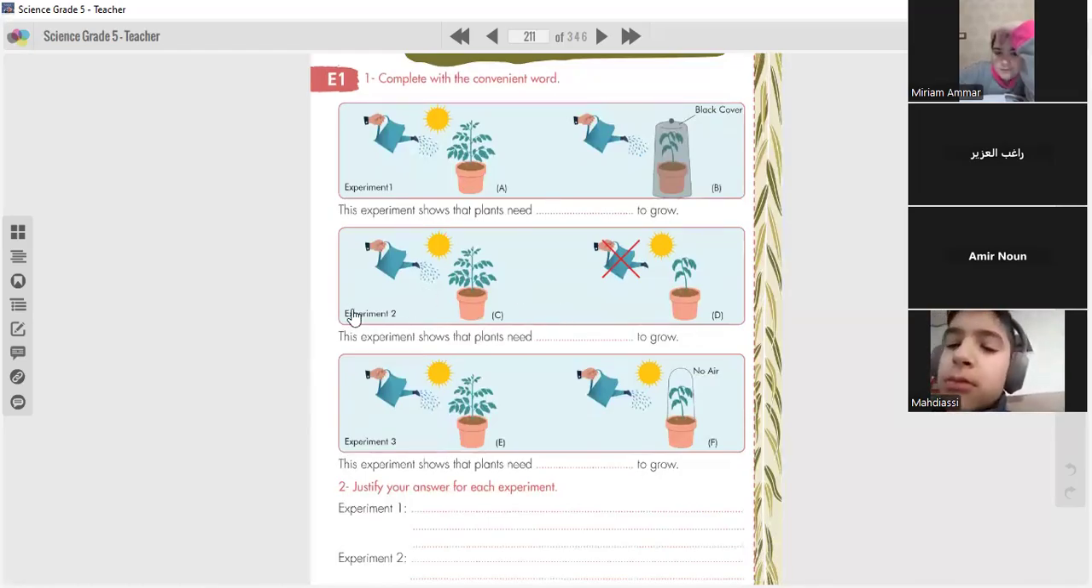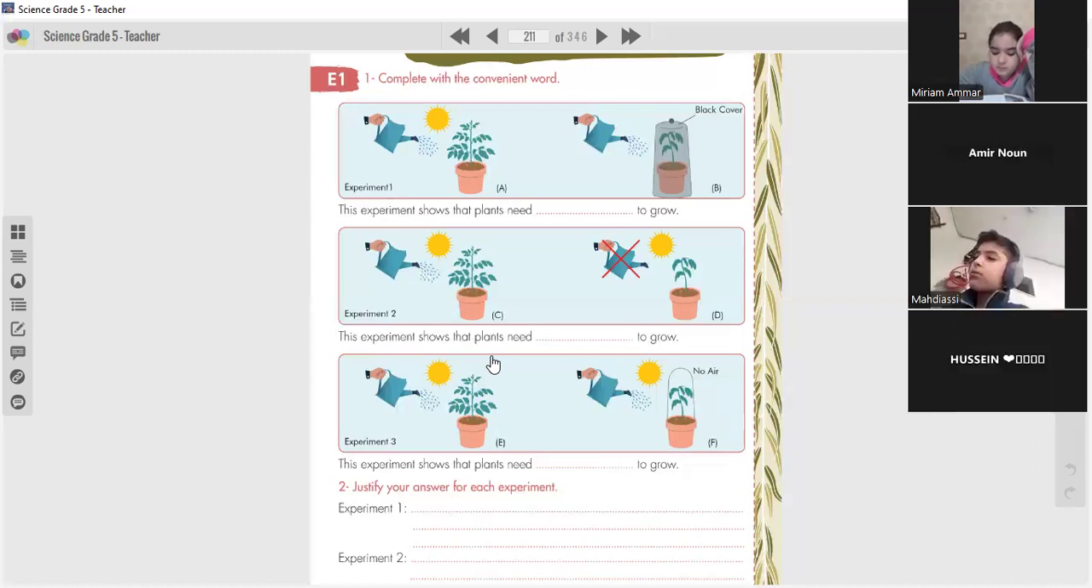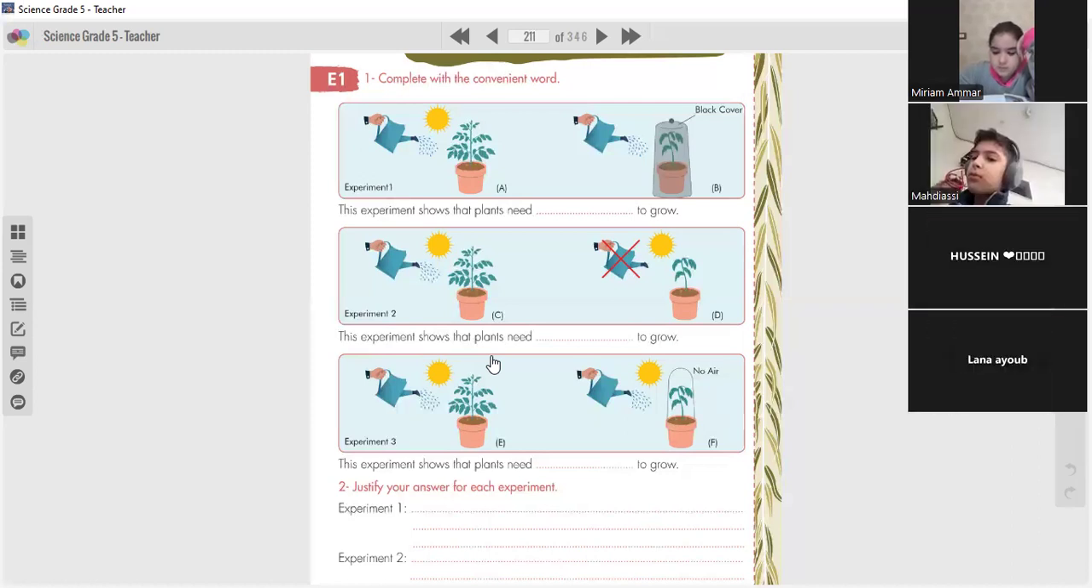Thank you Hussein. The second one, yes. The experiment 2 needs water to grow. Can you justify? How did you know? With no water, they will die. Okay, guys, I told you don't use "die", because this term is very general. You have to be more specific. So Raghib, you said the plant C, what happens to plant C?